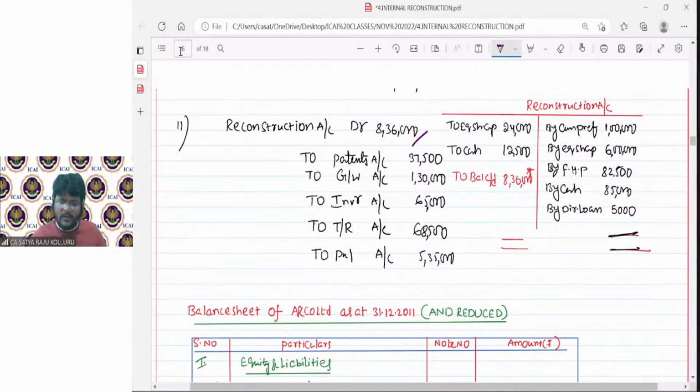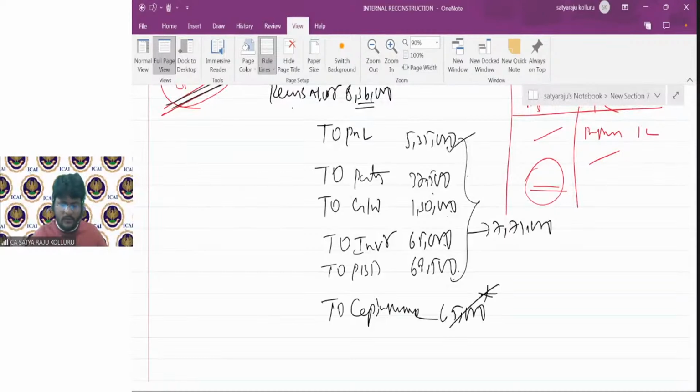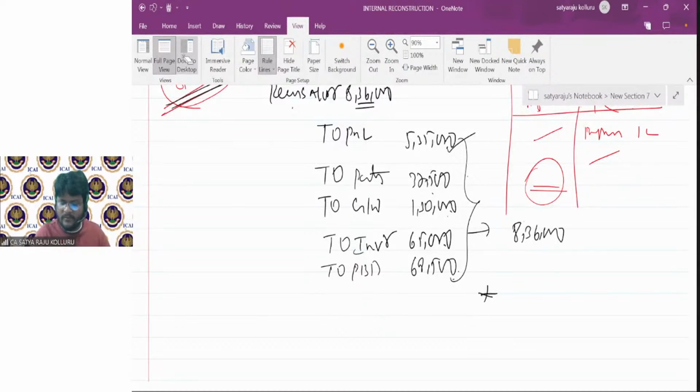Here I got no balance. Calculation mistake or anything here. 5,35,000 plus 37,500 plus 1,30,000 plus 65,000 plus 68,500. Sorry, this is not 7,71,000. So sorry. This is also 8,36,000 we got. There is no balance. Cross check, I made a mistake. This total mistake. This is also 8,36,000 I got.